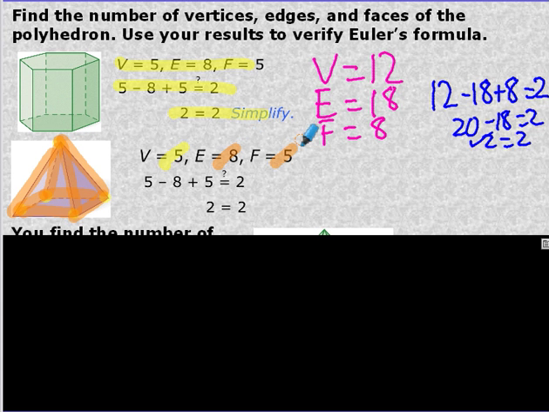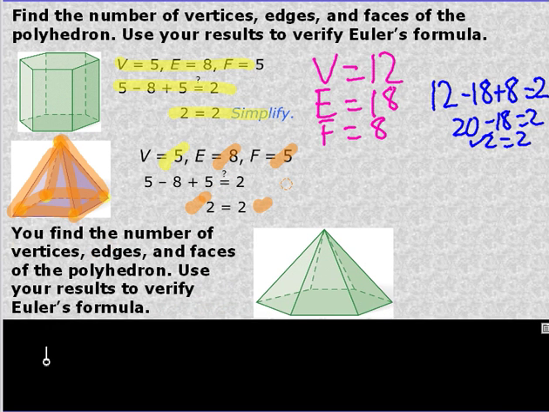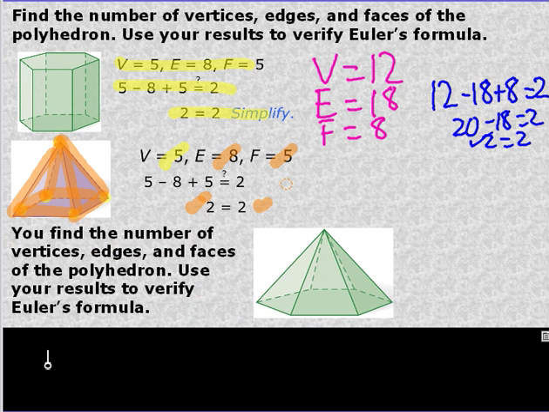So Euler's formula checks here. We have vertices minus number of edges plus the faces. Does that equal 2? And yes, it does. So we're good there. So here's your check it out. You need to verify Euler's formula by finding the vertices, edges, and faces of that one. Nice.